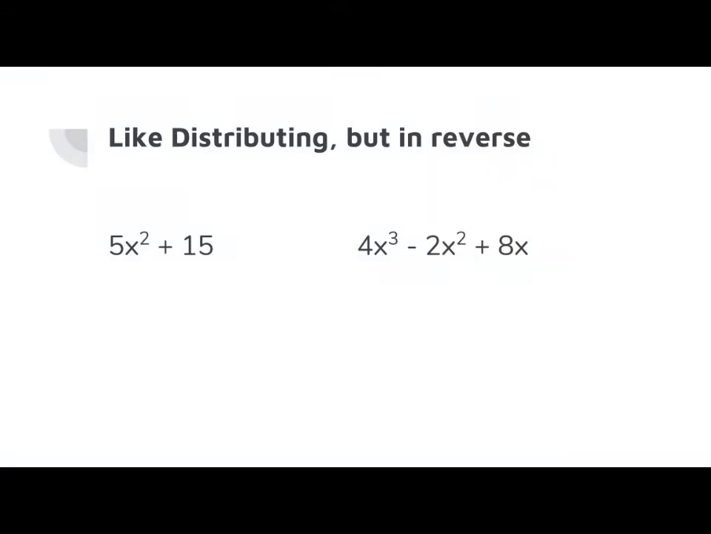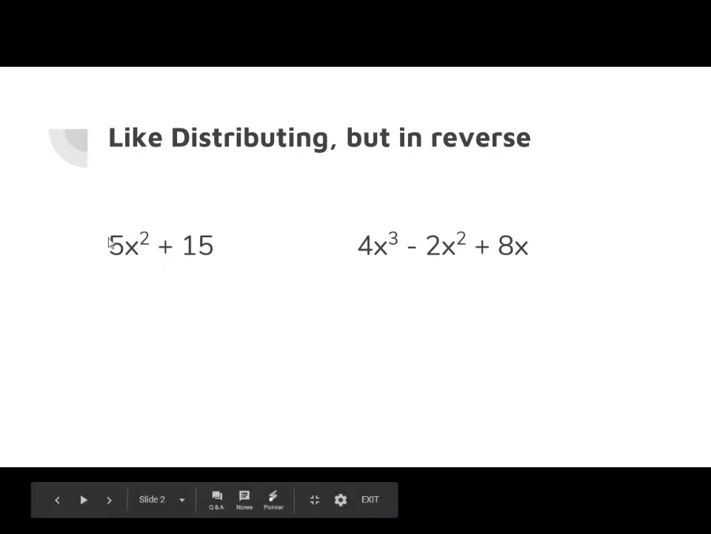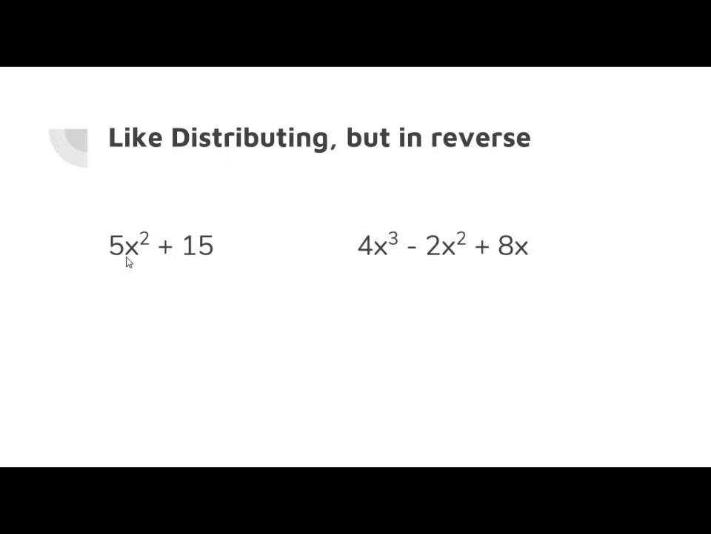What we're looking at is what can I divide out of each of these terms? So we're looking for the greatest common factor. If we look at the coefficients here, we've got 5 and 15. We're asking what's the greatest common factor between 5 and 15? What can I divide both 5 and 15 by? I can divide them both by 5.